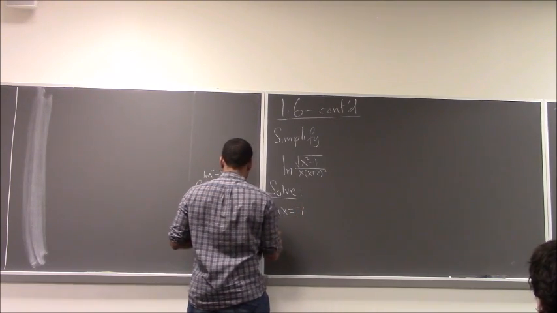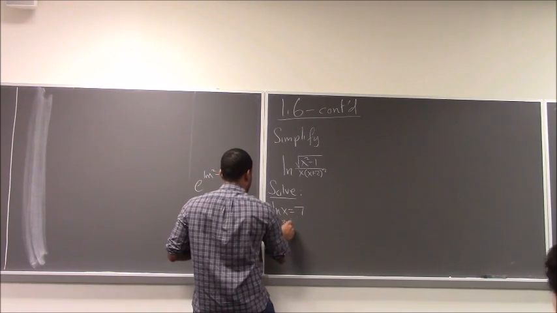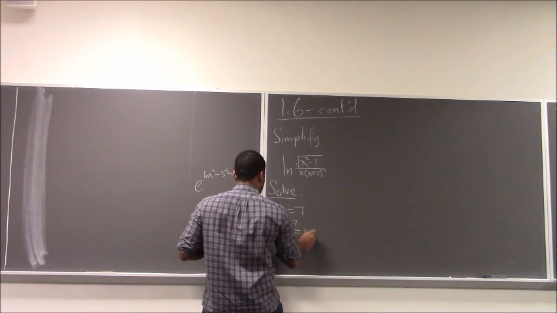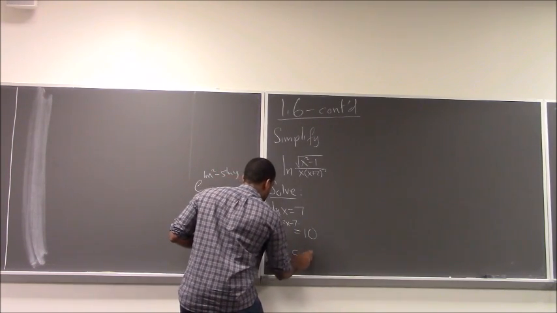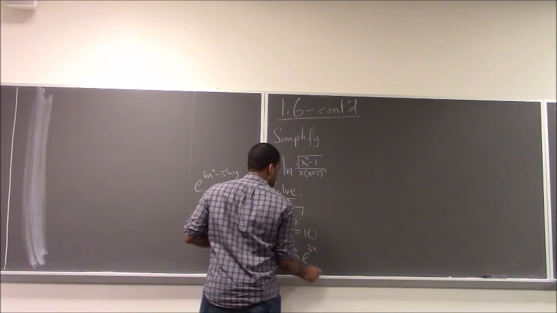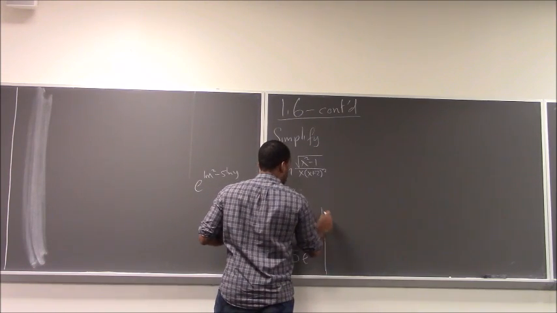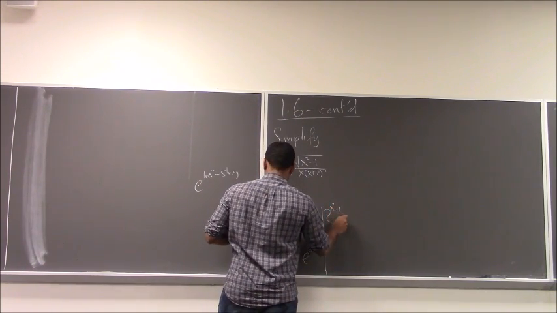e to the x equals 7, e to the 2x minus 7 is 10, 3 equals 5 e to the 3x, and 2 to the x squared plus 1 equals 5.